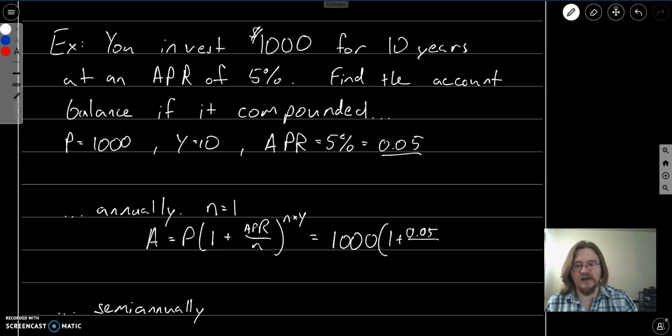And how many times a year are we going to compound this? Once. And we're going to raise this to the 1 times 10 power. So this is our formula, and I'll show you how to put this into decimals.